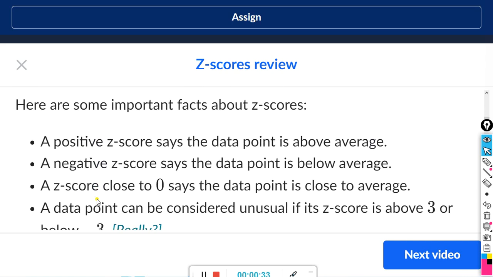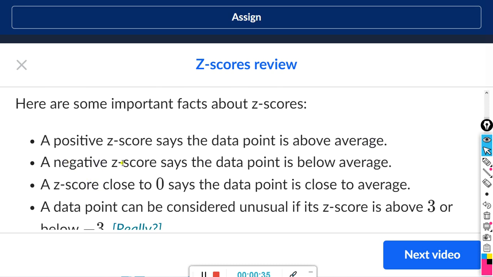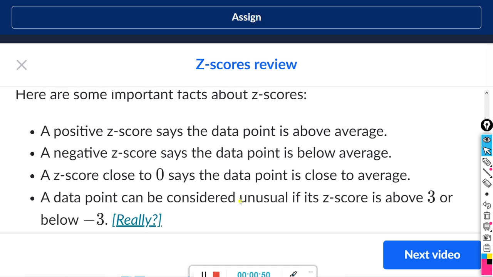So some facts about z-scores. A positive z-score says the data point is above average. A negative z-score says the data point is below average. A z-score close to 0 says the data point is close to average. And a data point can be considered unusual if its z-score is above 3 or below -3.